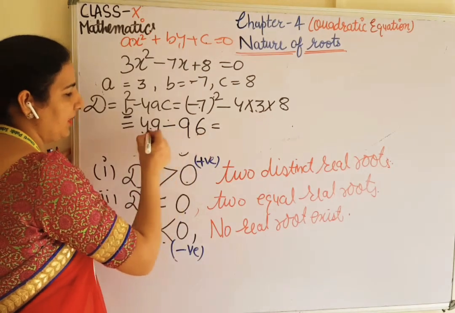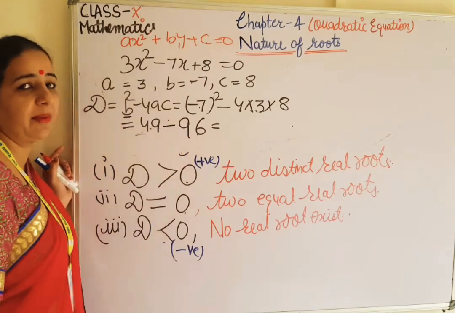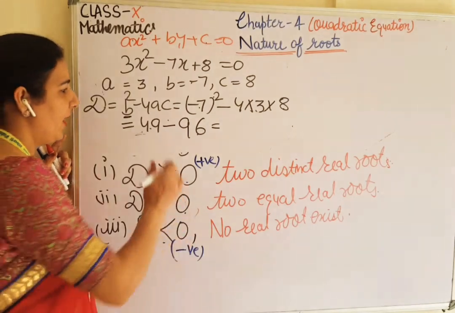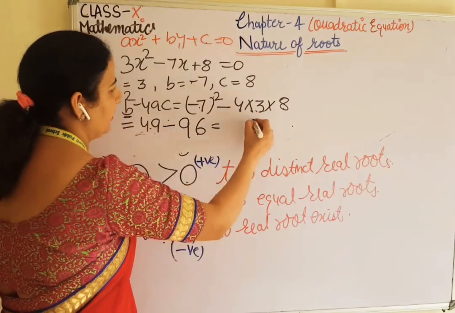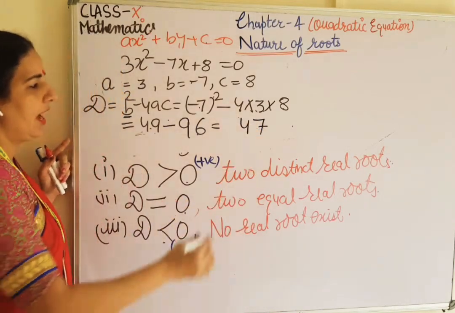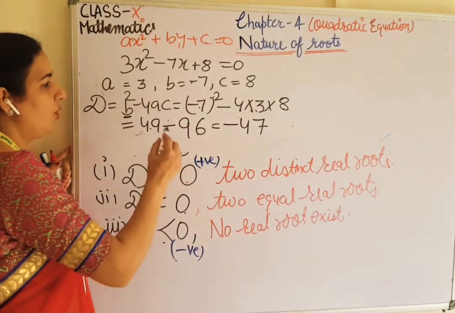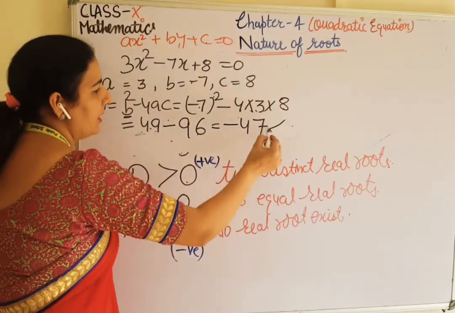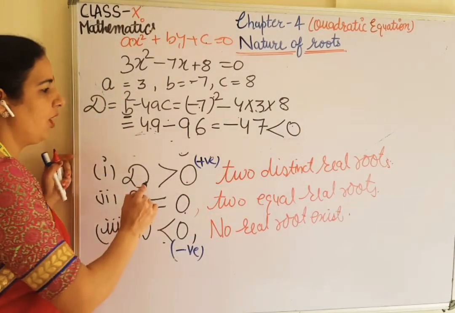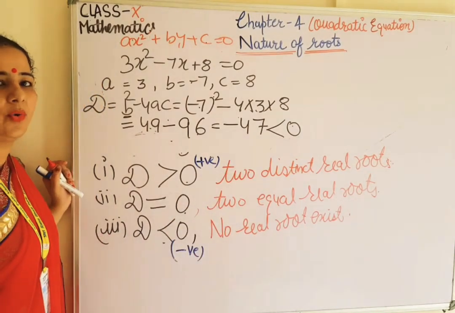So let me subtract them. We know that this is 49 and this is 96, having the minus sign. So the minus sign is bigger, so definitely the answer will be negative. And what will be the answer? Just subtract 49 and 96, and the sign will be minus. Fine students. So how will we solve the question now? It is less than 0. If the answer is less than 0, then what can we write? No real root exists.